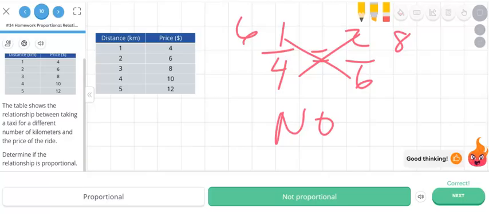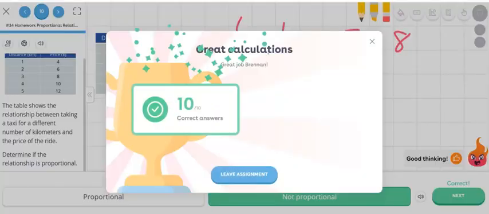You can also do 4 over 1, 6 over 2, 8 over 3. We'll do that in the next chapter.